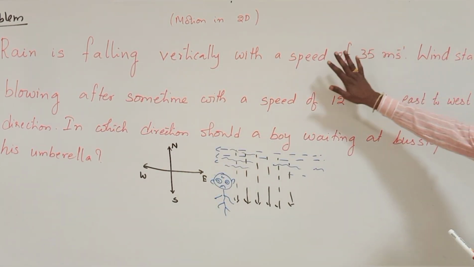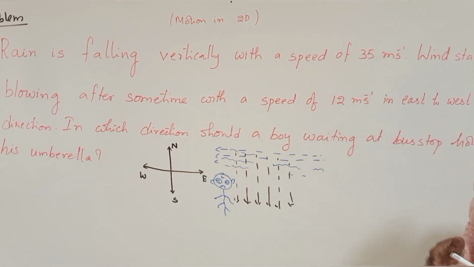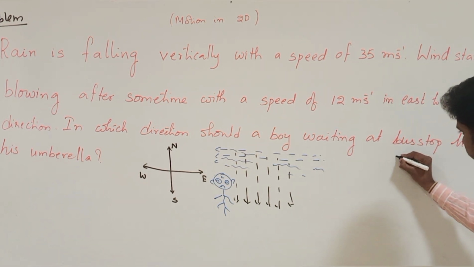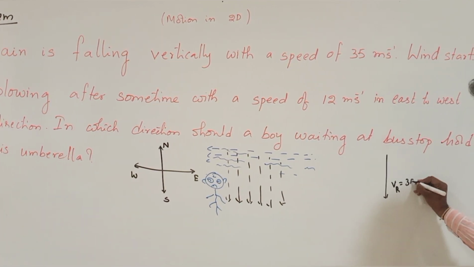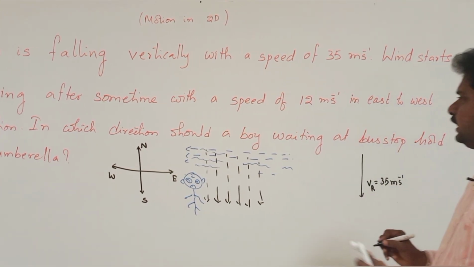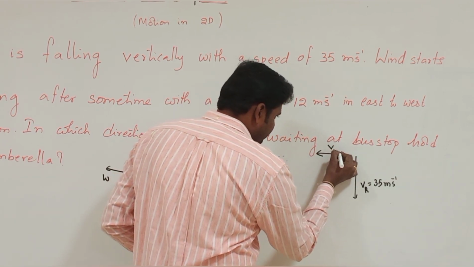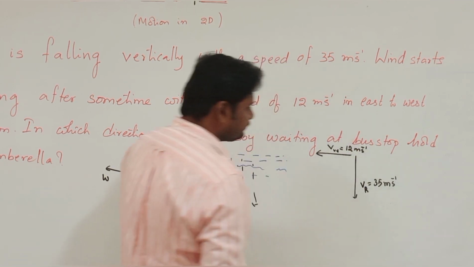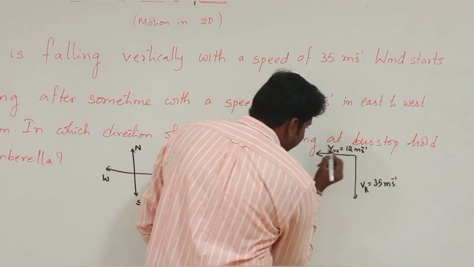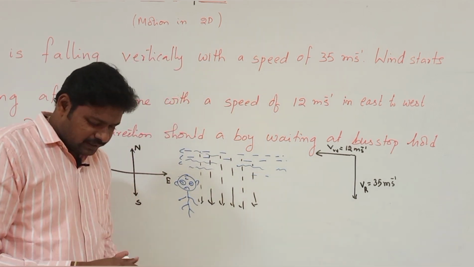Now velocity is a vector with a direction. Speed is only magnitude without direction, right? Now the rain is falling down, Vr is equal to 35 meters per second. Another one, east to west direction, wind is there, wind speed Vw is equal to 12 meters per second. Now apply parallelogram law of vectors. Two vectors start from the same point, like the origin.